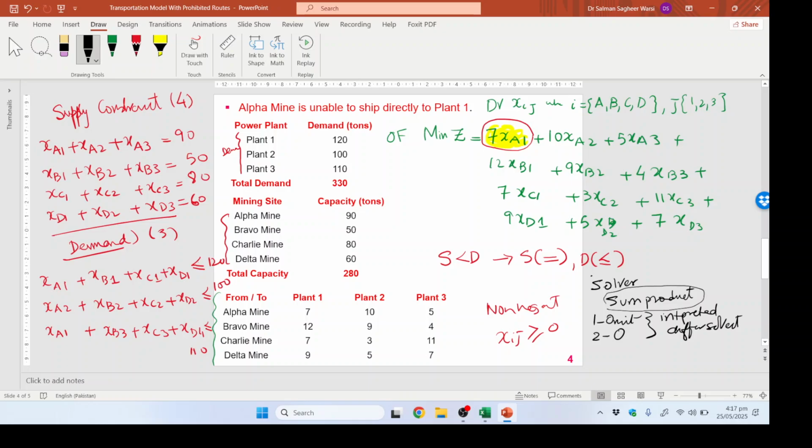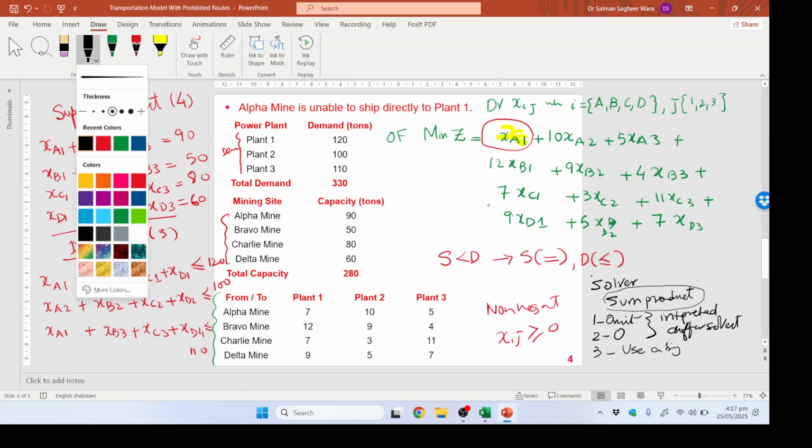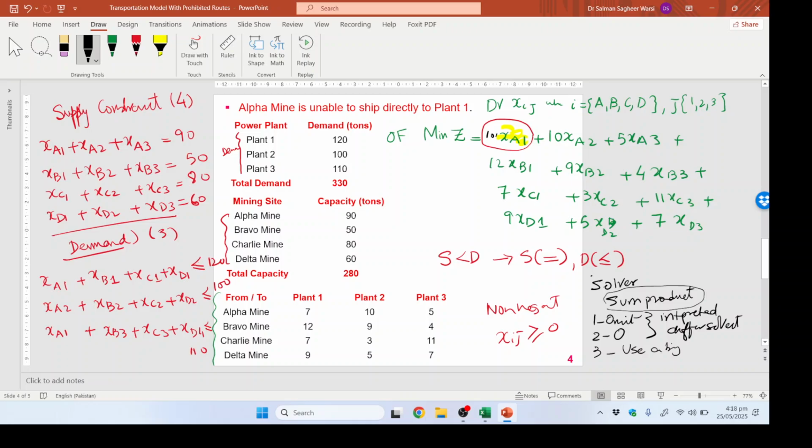So another option to deal with such a situation, such a prohibited route, is to use a big number and replace the existing cost, which is the given cost, by some big number. Since it's a minimization problem, the solver will automatically avoid choosing this route. So how can we handle this? Instead of writing 7 here, we will write a big number. If we compare the other costs in the table, these are 7, 10, 12, so replace it with a big number like 100 for xa1.